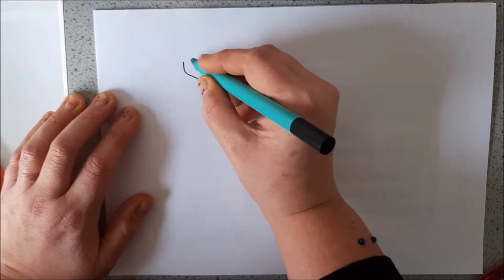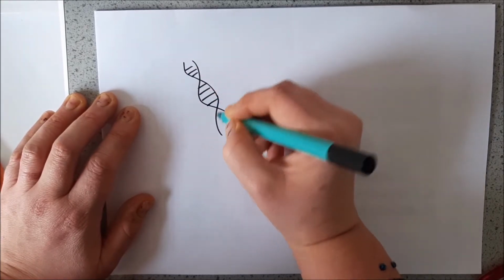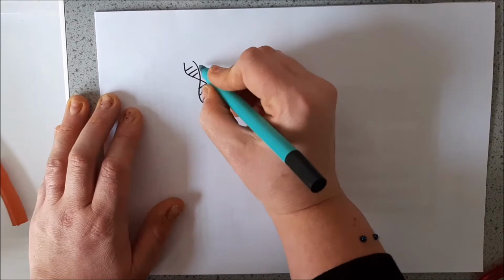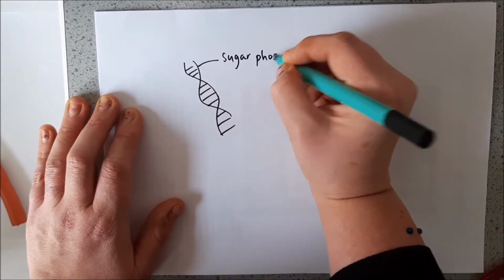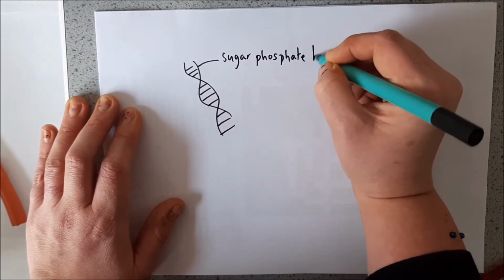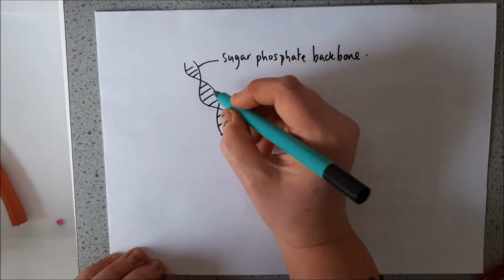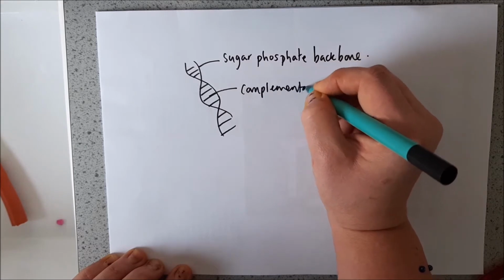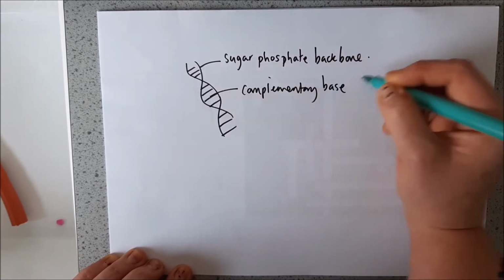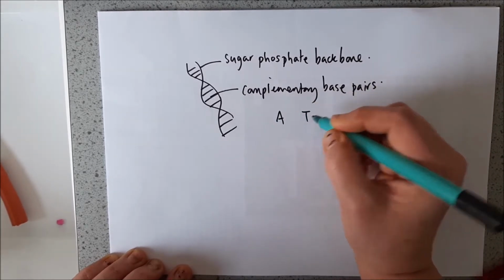Okay, for combined science and triple, you're going to need to know the structure. As I already said, it is a double helix polymer. So the double helix means 2 spirals, okay? And this is made of sugar and phosphate, so we call it the sugar phosphate backbone. You need to know more detail, which I'll go into for the triple. And then this section in the middle is made up of complementary base pairs. Now, complementary means comes with. So the 4 bases that you have are A, T, C, and G.